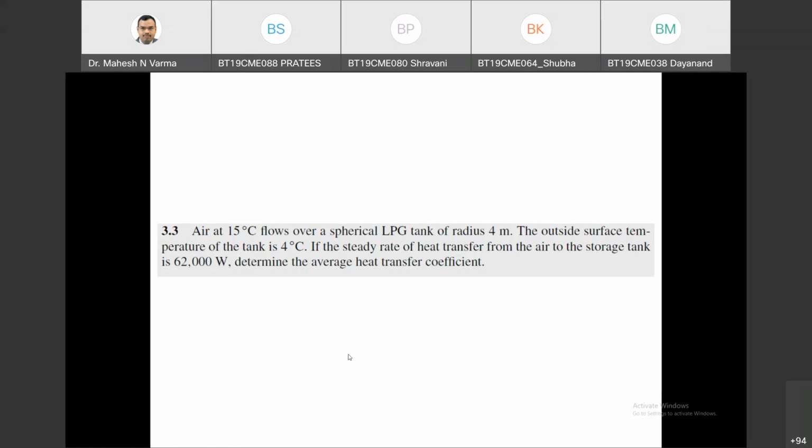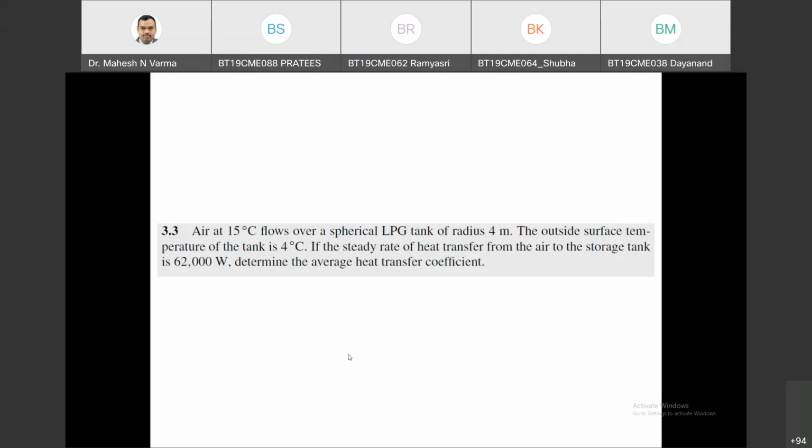Roll number 62, Rameshri. Sir. What will be the area of the LPG spherical tank? Area for heat transfer, area available for heat transfer. Surface area over there. How to get surface area? Radius is 4 meter. 4 pi r square. Yeah? 4 pi r square, sir. 4 pi r square. So 4 pi r square multiplied by delta T multiplied by h, that is equal to 62,000.